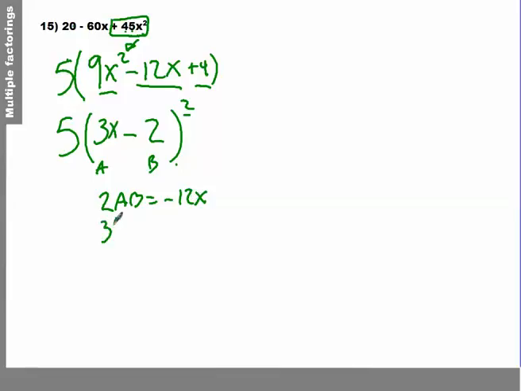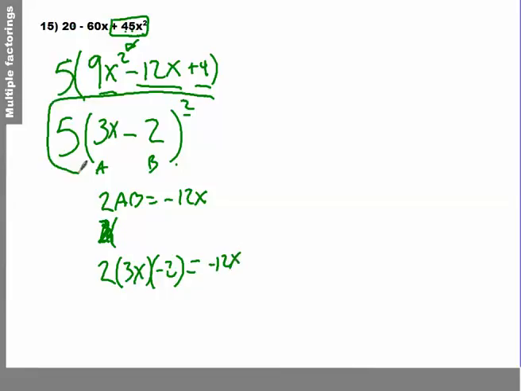So, I'll rewrite this. 2 times my a term, which is 3x, times my b term, which is negative 2, is going to be equal to, well, 3 times 2 is 6. So that's 6x. 6x times negative 2 is negative 12x. And it works. So therefore, this is my final answer.